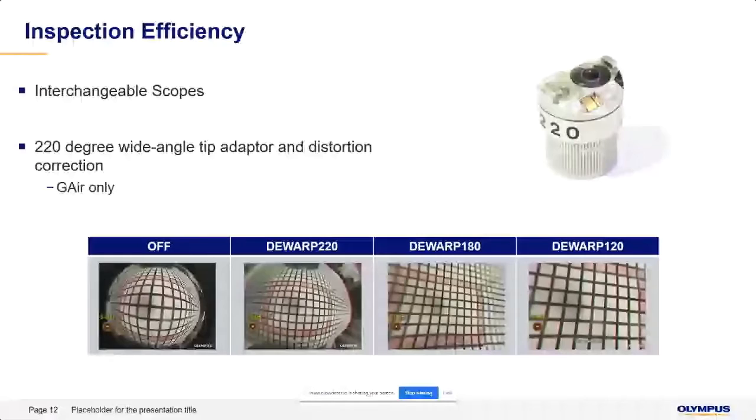So you can do your inspection, use it as a 120 tip to do a standard inspection and use it to navigate. And then if you see a weld, and you want to see the entire weld in one image, you can change it to the 220 quickly without having to take the scope out and change tip adapters.